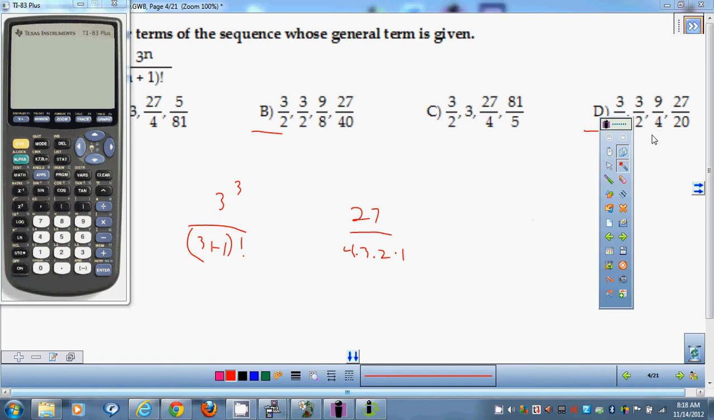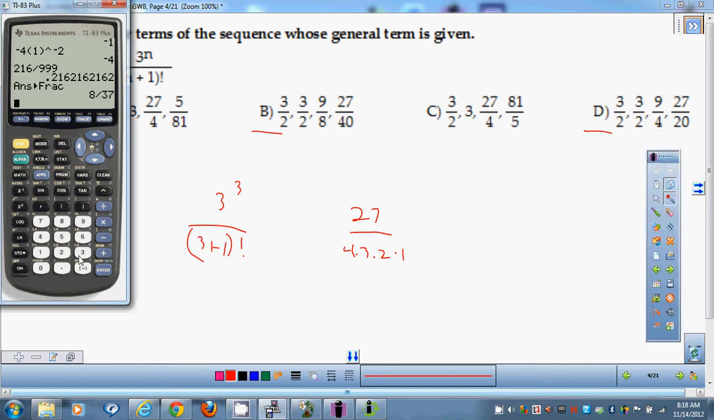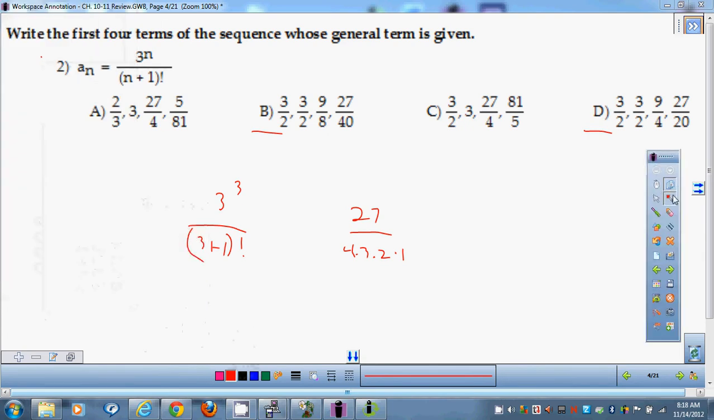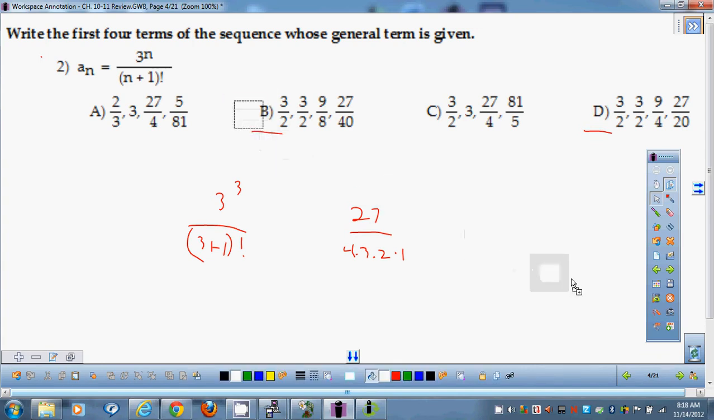Let's see. We already know the top is 27, so let's just do 4, math, scroll all the way to the right, factorial, 24. 27 over 24 reduces to 9 over 8. So hopefully you picked B. If you didn't choose anything, go ahead and put something in now.